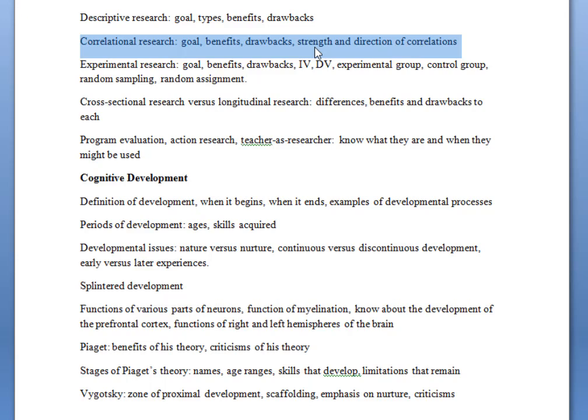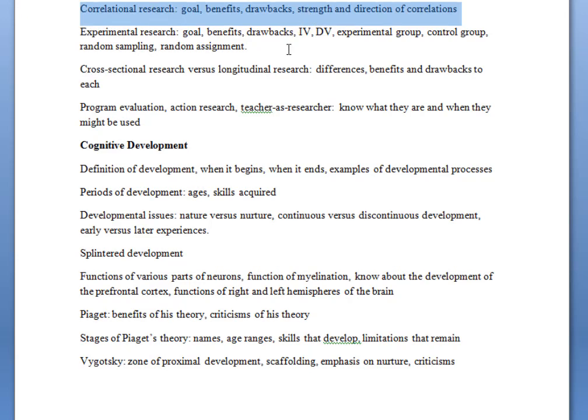So then what does the direction tell you if it doesn't tell you anything about the strength? Well, if it's a positive correlation, that means the two variables go together in the same direction. As one goes up, the other goes up. As one goes down, the other goes down. A negative correlation means that they are moving in opposite directions. So as one goes up, the other goes down. One goes down, the other goes up.